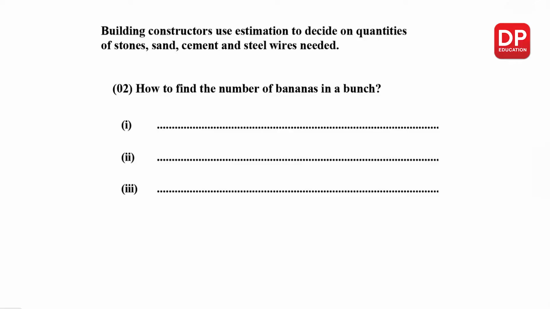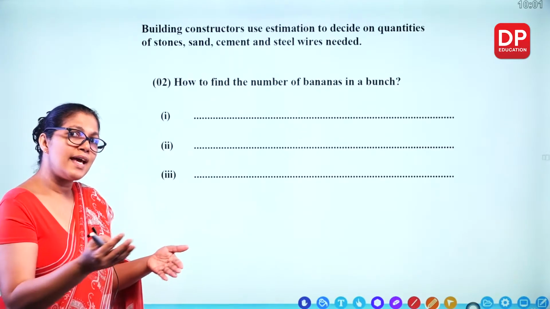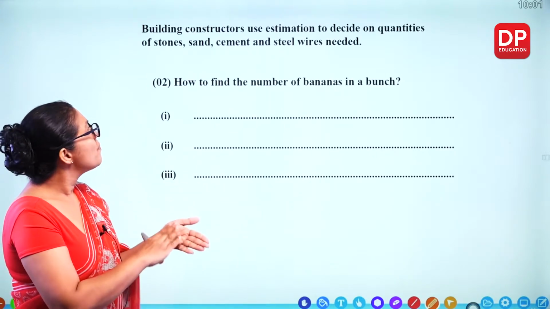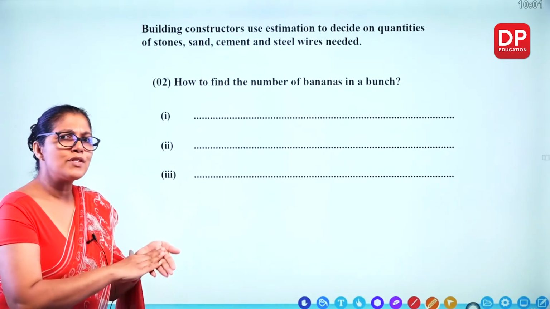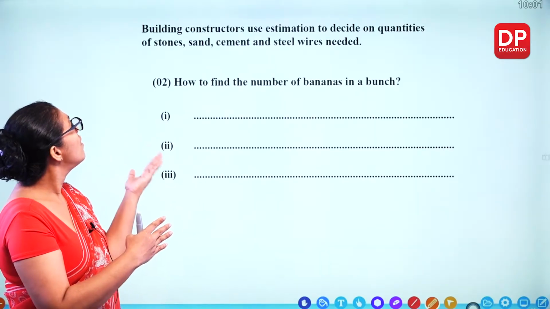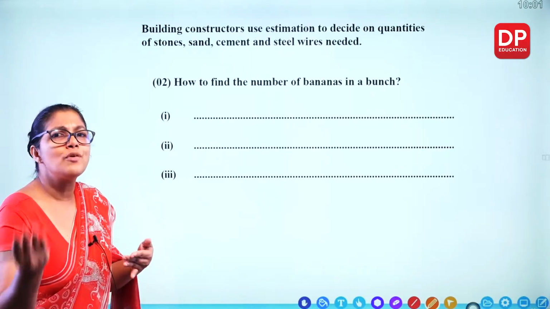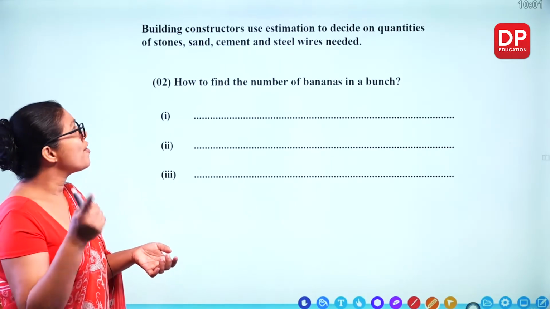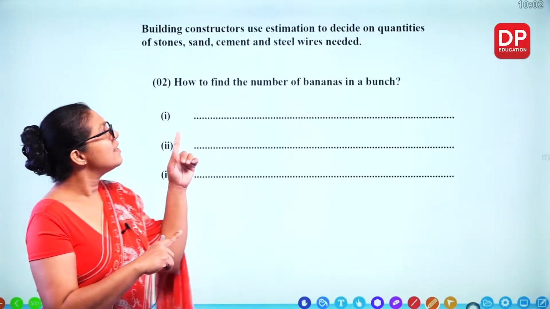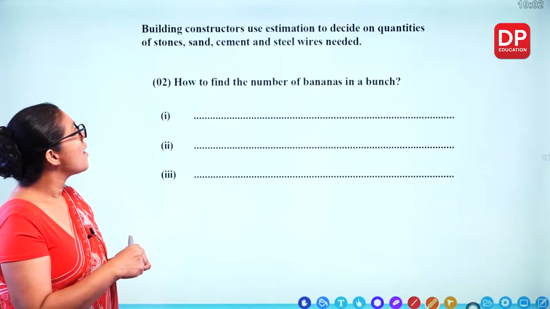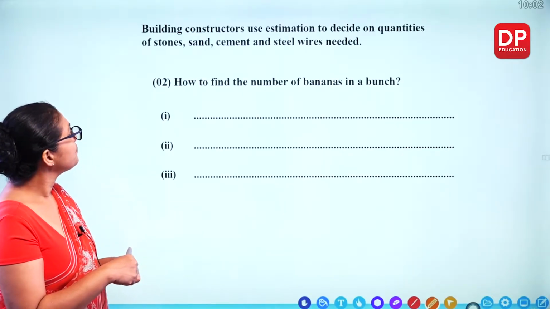Building constructors use estimation to decide on quantities of stones, sand, cement and steel wires needed. So first they ask the owner to buy this list. But sometimes the number of stones you need may be extra. Sometimes you need to buy it again. So if you are a good constructor, sometimes you can guess it correctly. So that's why experience is important.